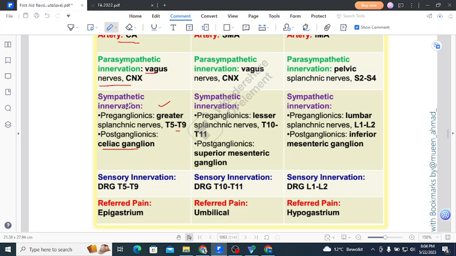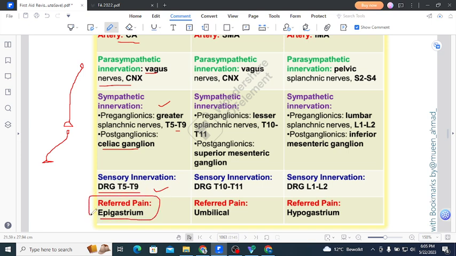So for the sympathetic innervation, the basic framework is that the preganglionic neuron comes from the spinal cord all the way to a ganglion that is situated somewhere. For example, in this case, we have the celiac ganglion, and then this celiac ganglion will give rise to the postganglionic neurons. So this is the basic framework in the case of sympathetic innervation. Then the sensory innervation is coming from the dorsal root ganglion at the level of T5 to T9, and the referred pain is to the epigastrium.